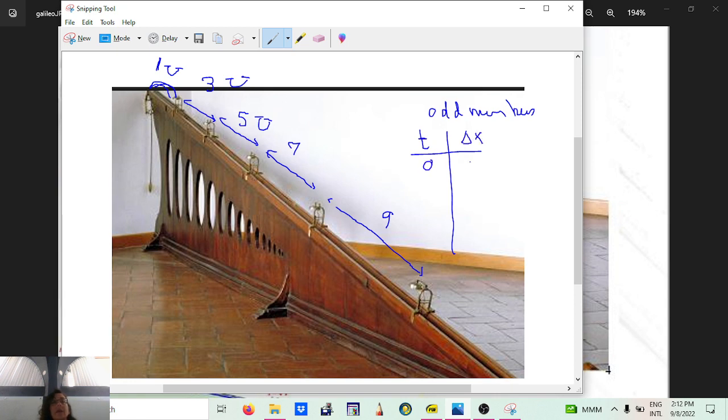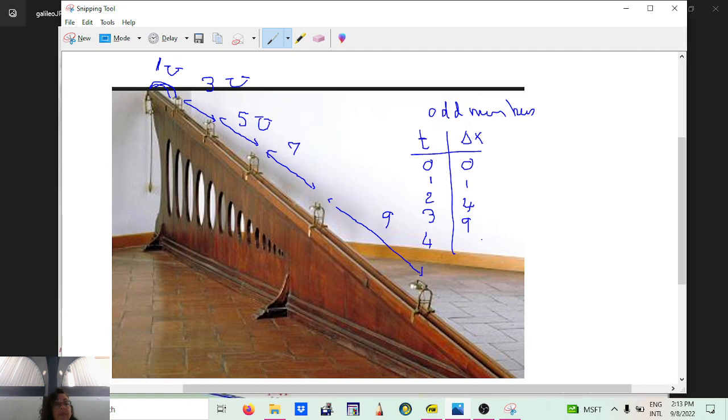So at t equals 0, no displacement at all because you let go here. At t equals 1, displacement is 1. What about at t equals 2? What's the total displacement? 4. Between here and there, from the beginning. 4, very good. What about 3 seconds? 9, very good. After 4 seconds, it's going to be what? Very good. After 5 seconds? 25, very good.